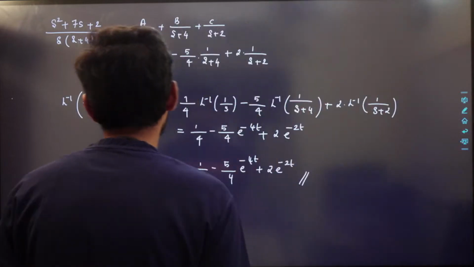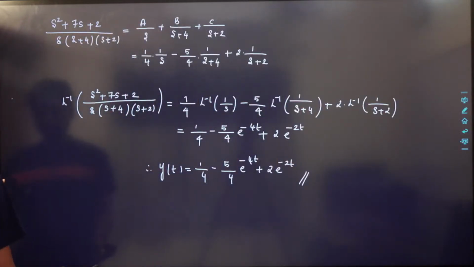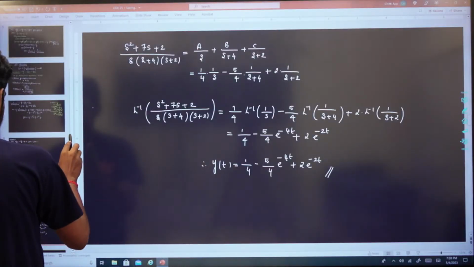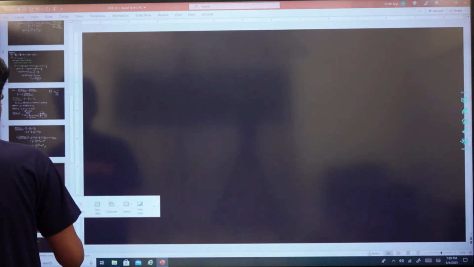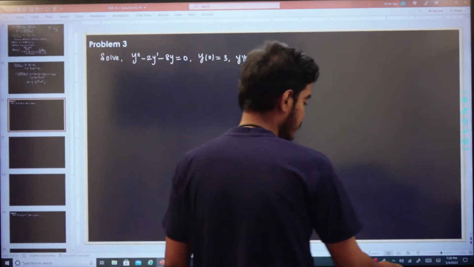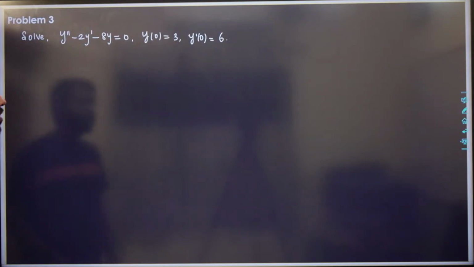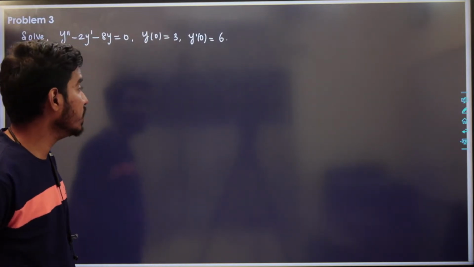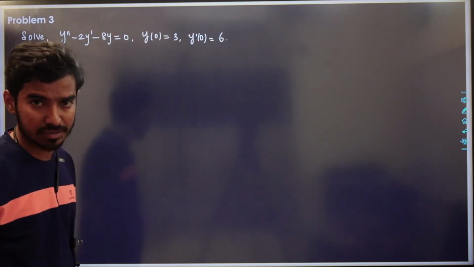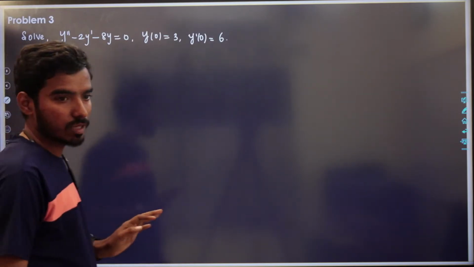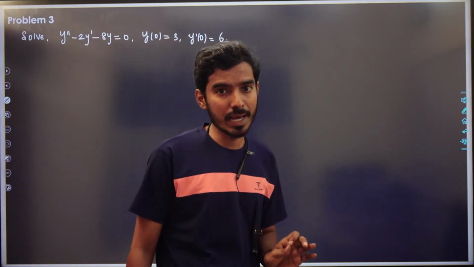Okay, so we move on to the third problem. Actually this is a UPSC question. So solve y double dash minus 2y dash minus 8y is equal to 0. It is given that y of 0 is 3 and y dash of 0 is 6, right? Okay, so you need to solve by Laplace transform. We are doing every problem by method of Laplace transform, right?